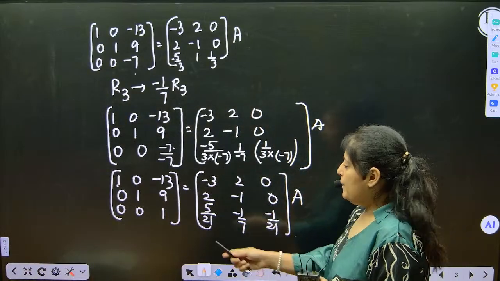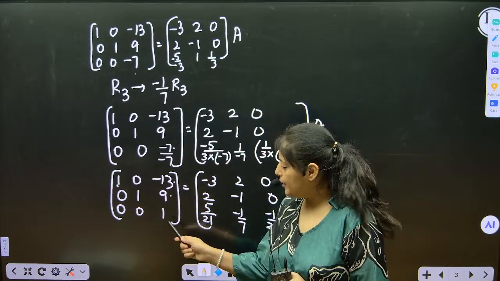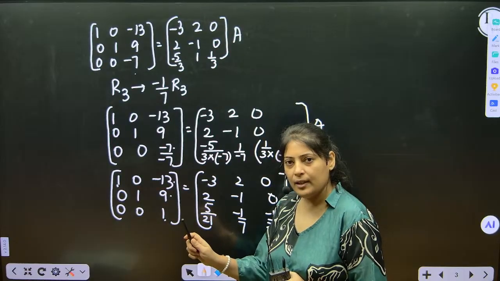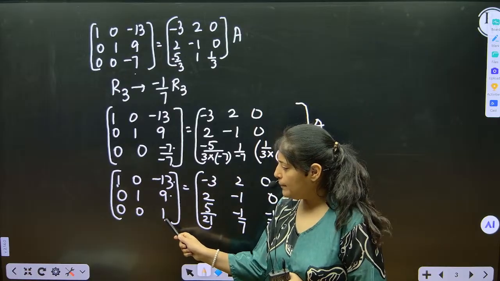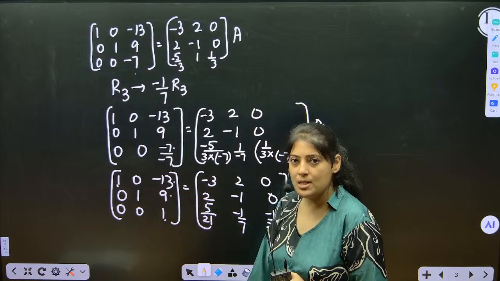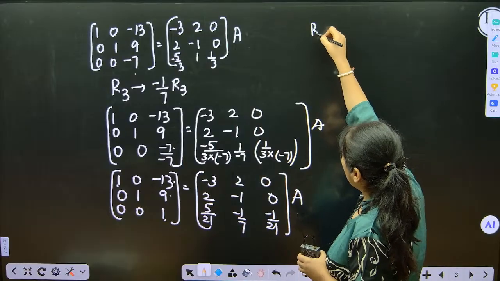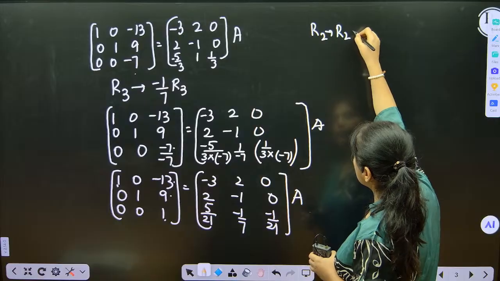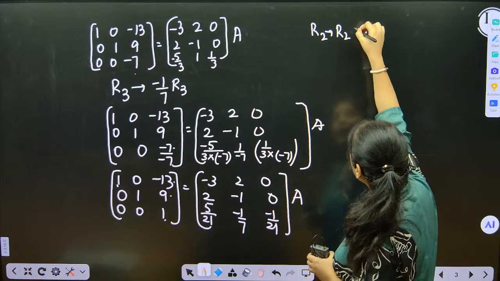Now the main aim is to make this 0 and this 0. What I can do is, row 3, if I'll multiply with 9, 9 ones are 9. Here I can subtract. If I'll multiply this with 13, it will become 13. 13 minus 13, it will become 0. Okay. So now which operations am I going to apply? R2 I am changing. How am I changing? If I'll multiply row 3 with 9 and I am subtracting.